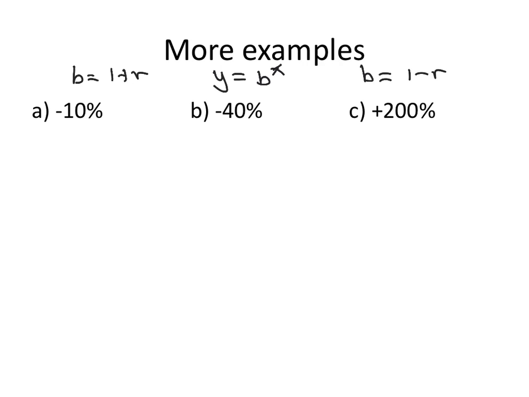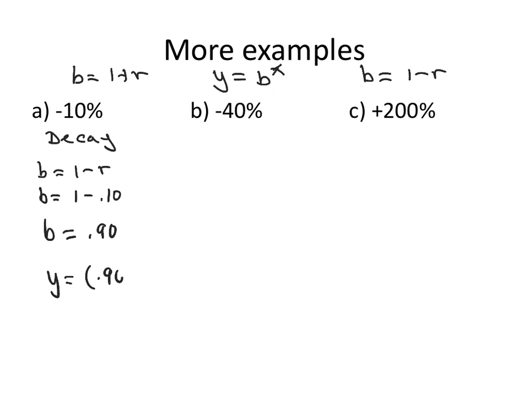Now, if we look at negative 10%, that means I want it to go down, so I need to use decay. And so I'm going to use b equals 1 minus r. Convert this to a decimal, so b equals 1 minus 0.10. Notice that I didn't use the negative, I just used the percentage as it was. And so my decay factor is 0.90, and I can use that now as my equation. y equals 0.90 to the power of x. So basically we just decide growth or decay, plug it in, and get our equation.